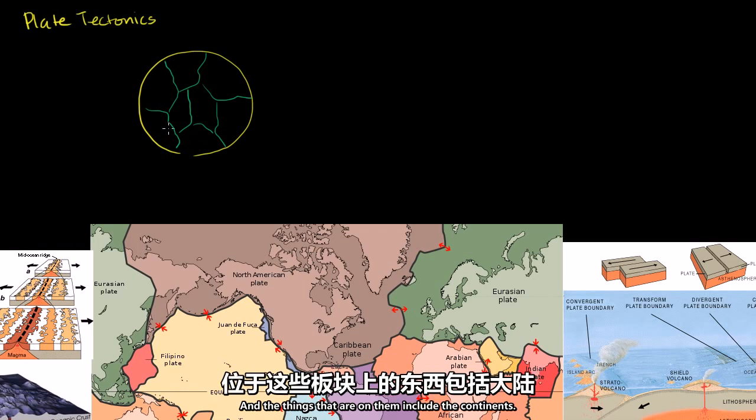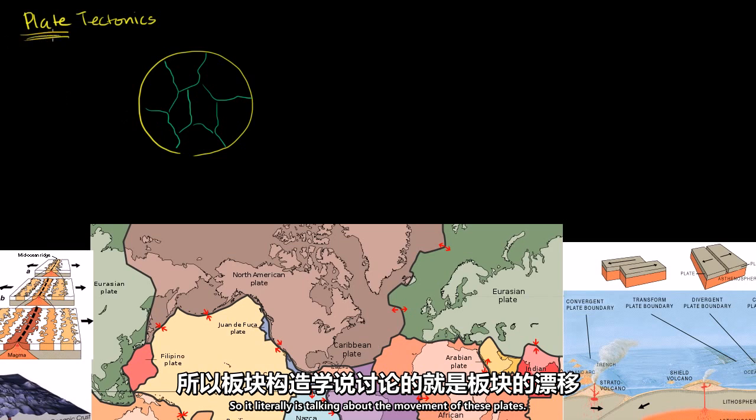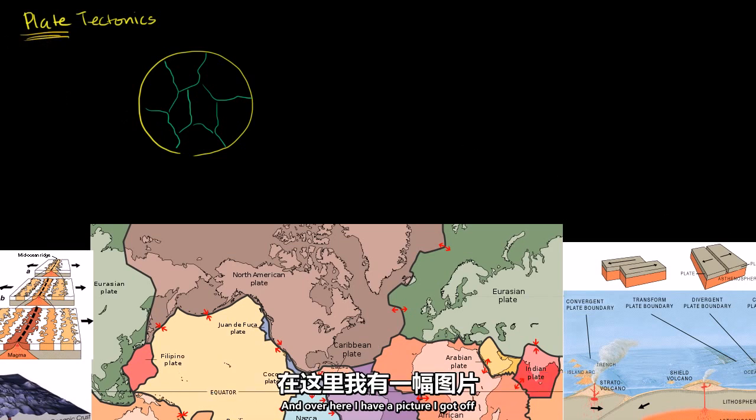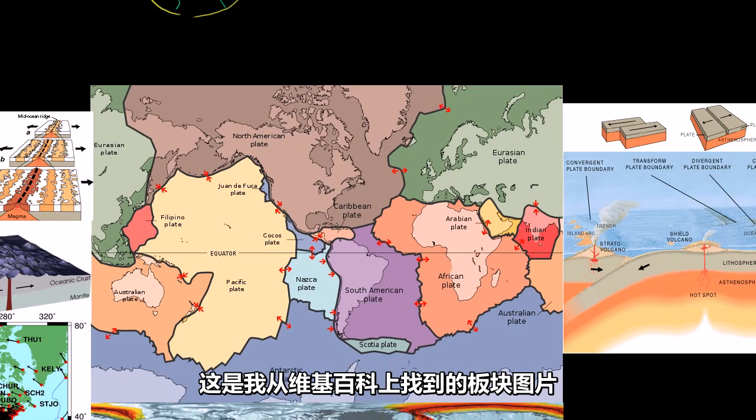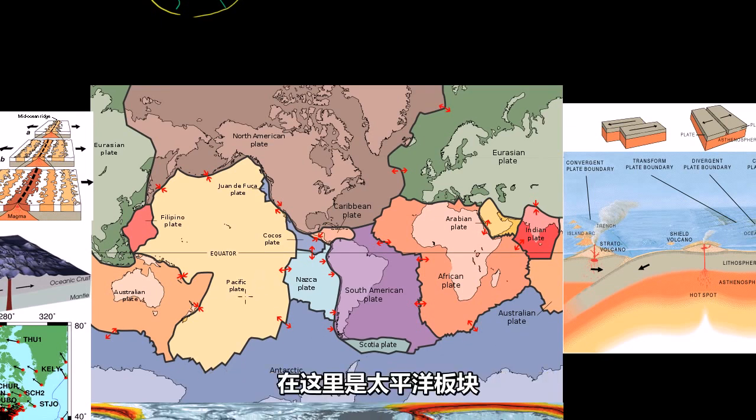And the things that are on them include the continents. So it literally is talking about the movement of these plates. And over here, I have a picture I got off of Wikipedia of the actual plates. Over here, you have the Pacific plate. You have a Nazca plate. You have a South American plate. I could keep going on. You have an Antarctic plate.